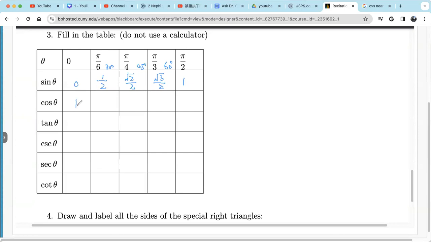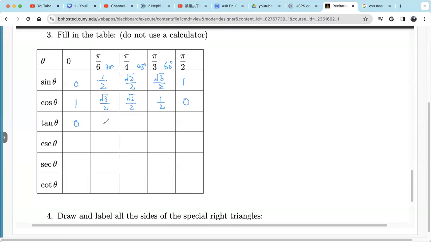Cosine 0 is 1. Cosine pi over 6, root 3 over 2. Cosine pi over 4, root 2 over 2. Cosine 60, half. Cosine pi over 2, 0. Tangent 0, 0. So tangent 0 basically equals sine 0 divided by cosine 0. Right? Sine 0 is 0, cosine 0 is 1, 0 divided by 1 is 0.